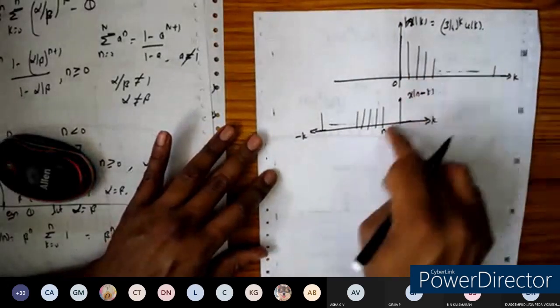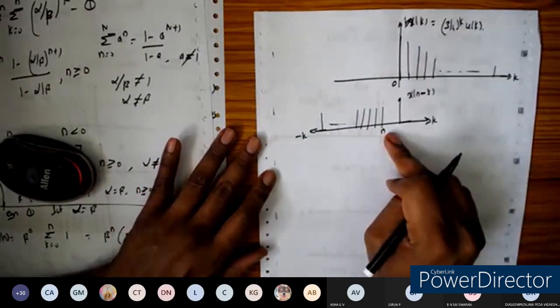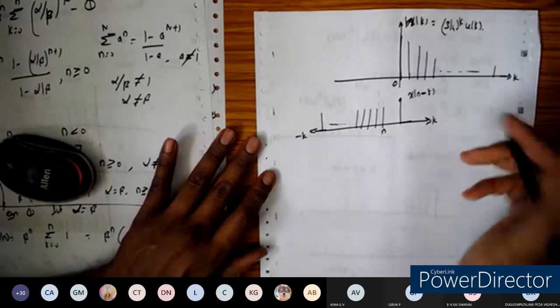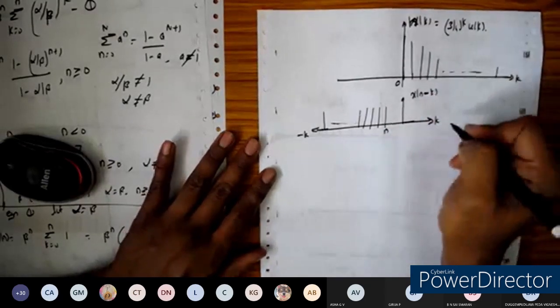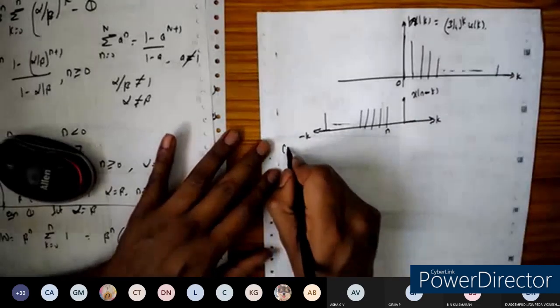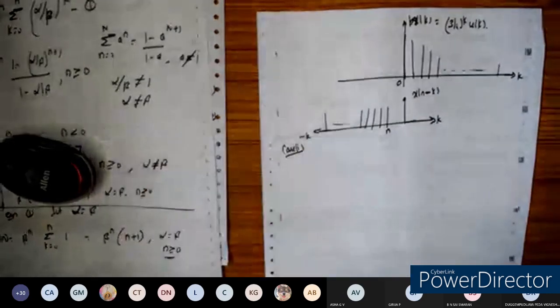Once we draw the waveforms, only two steps are left. Drawing the waveforms is a bit difficult. Actually it's not difficult, if you know how to draw them, you can do it step by step, as I told you. So let us take case one. What is case one?